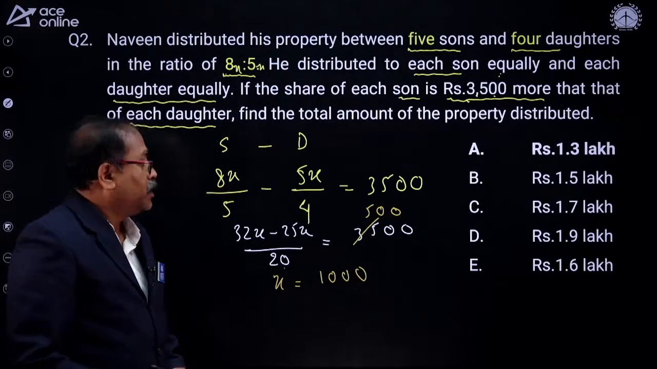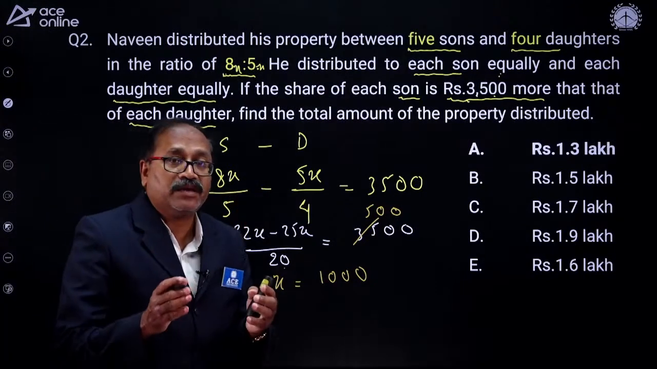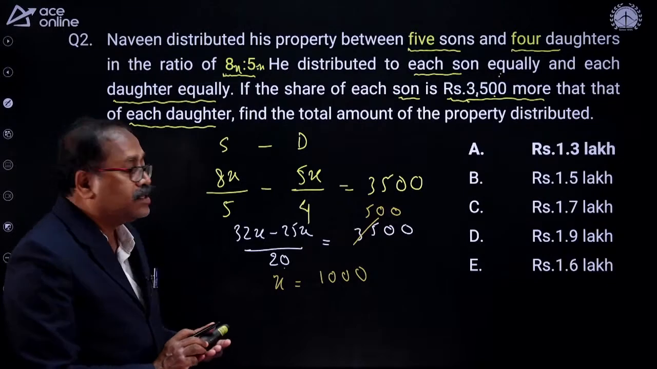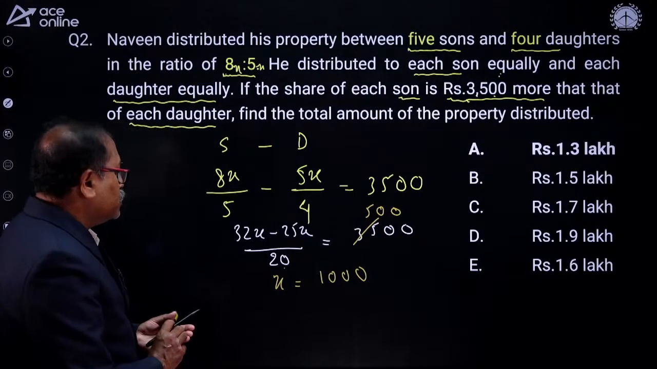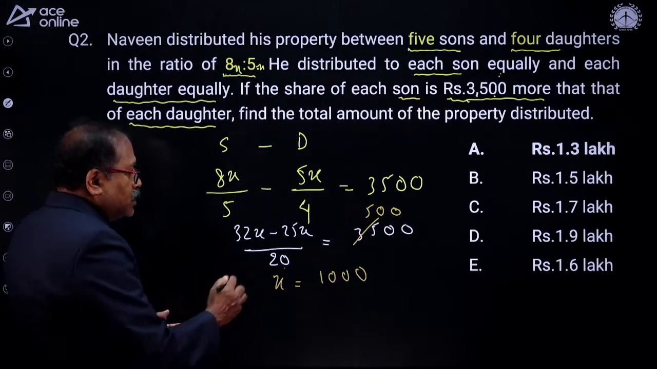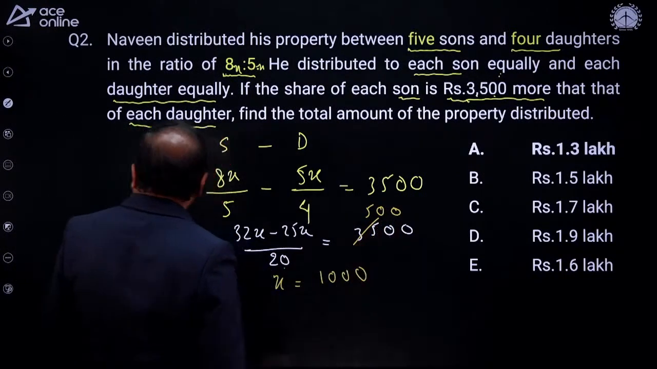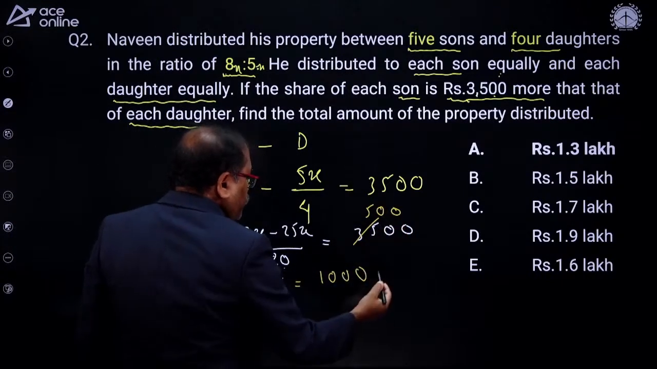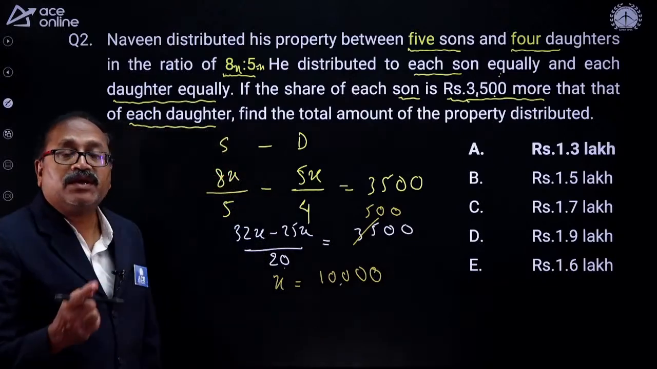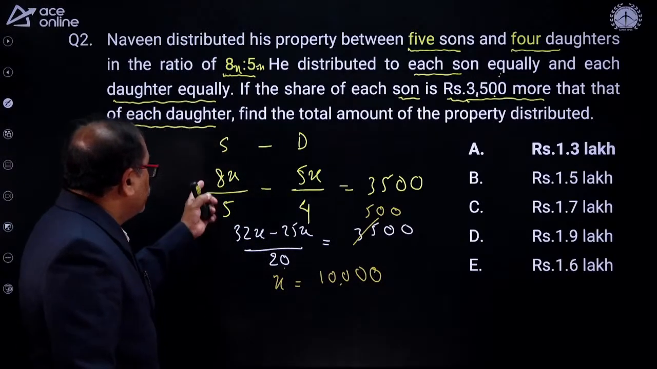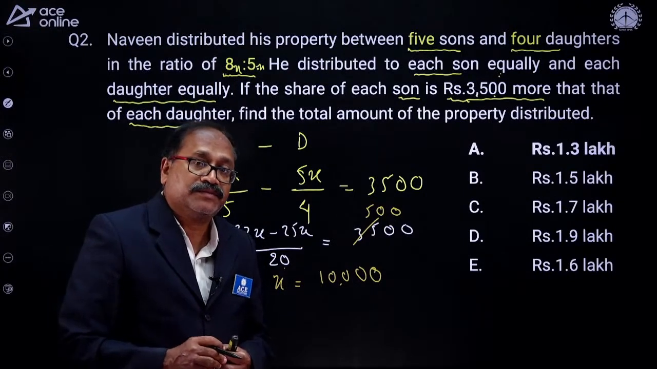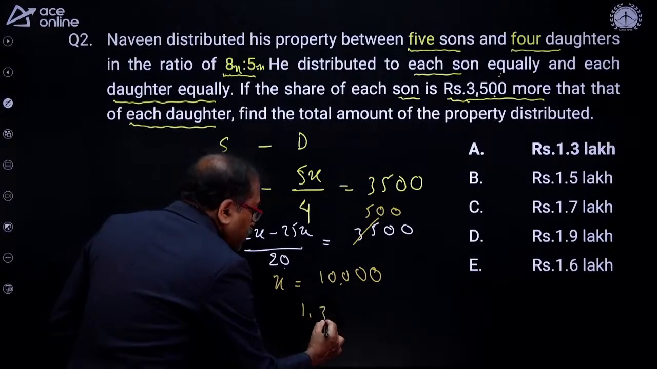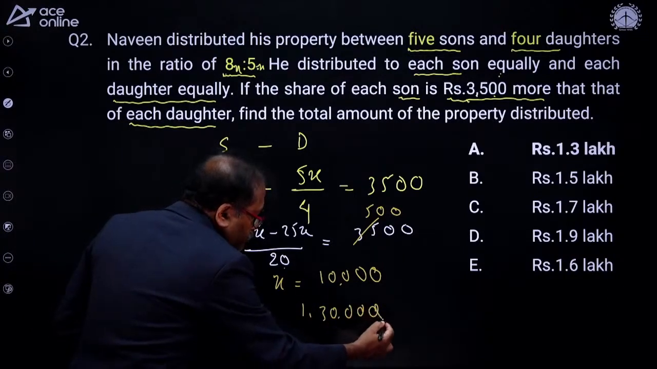Hope I am clear. Now what is the total money? 8x plus 5x, that is 13x. So if x is equal to 1000, then is 13x 1000? Here it is 50 and 10,000, so this value is 10,000 when it multiplies. When x is equal to 10,000, what is 8x plus 5x? 13x will be 1,30,000. So my answer should be 1,30,000.